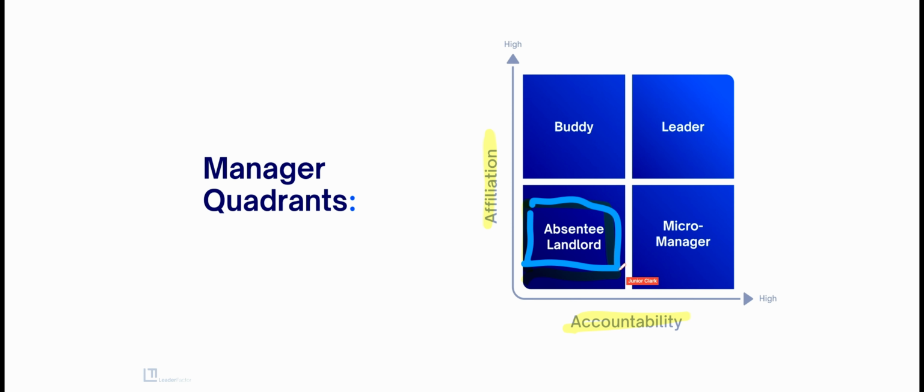Next, we have what you affectionately call the buddy box. Love the buddy box. Tell me about the buddy box. Well, look at the combination. Affiliation is high. Accountability is low. So your frame for your relationship with that person is you want to be their buddy. Low accountability.